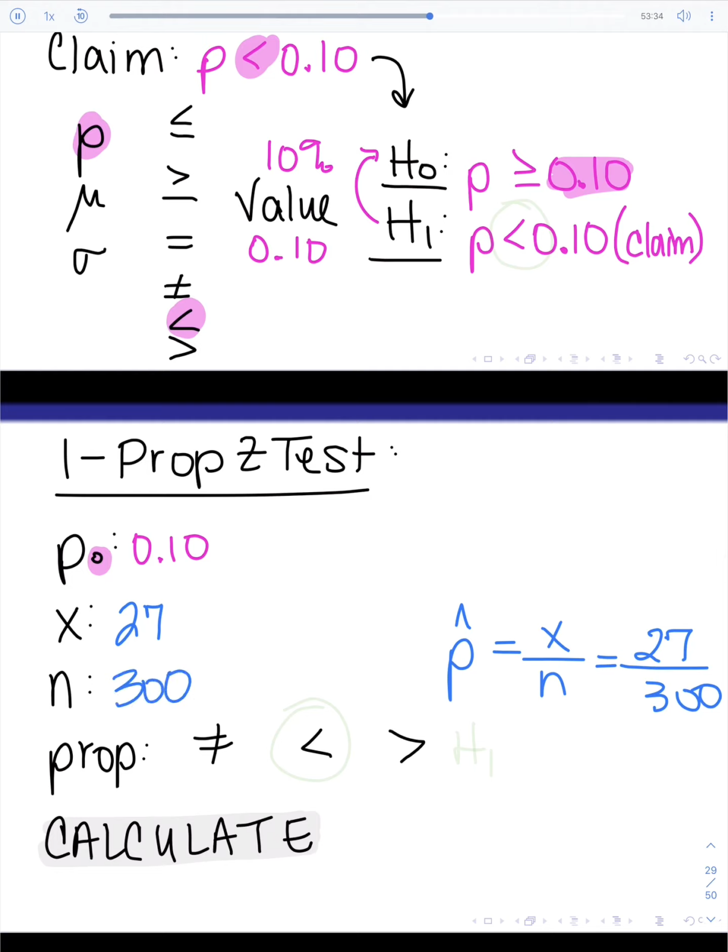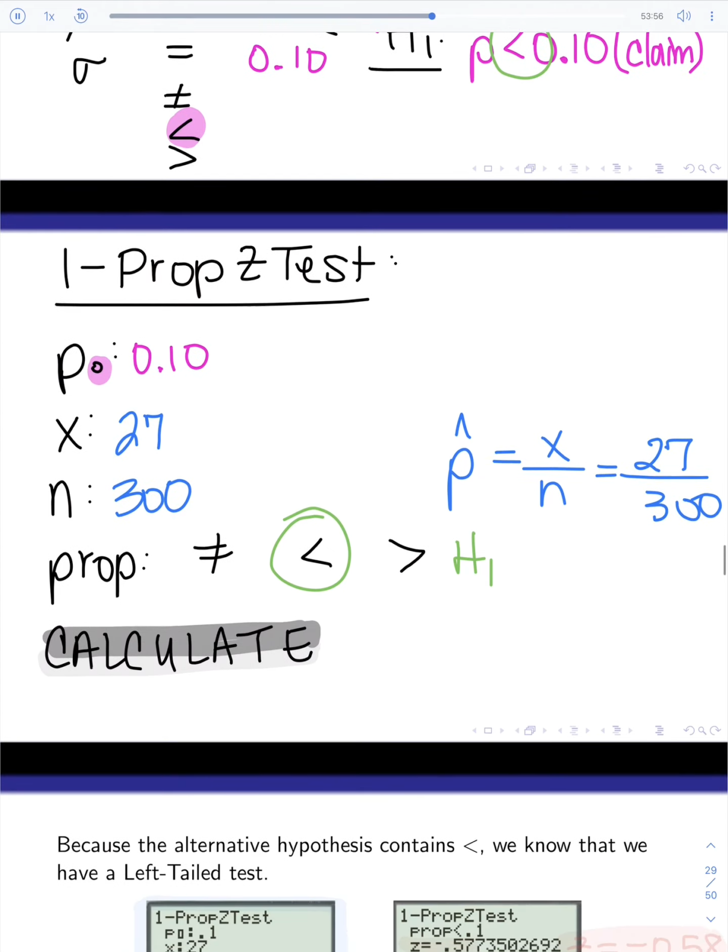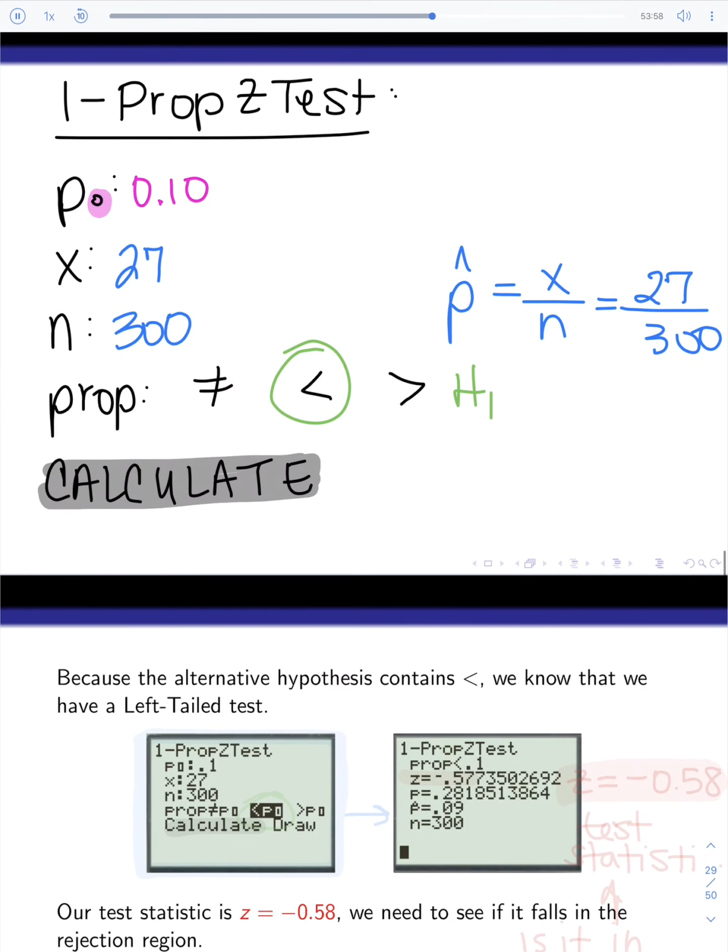And the other thing that we were talking about is that this was a situation where when we pick our symbol, you are always going to go based on H1. And H1 has a less than, which is going to tell our calculator to do a left-tailed test and draw a left-tailed picture. So we can go all the way down to the bottom and select calculate, and let's see what our calculator looks like now once we do all this.